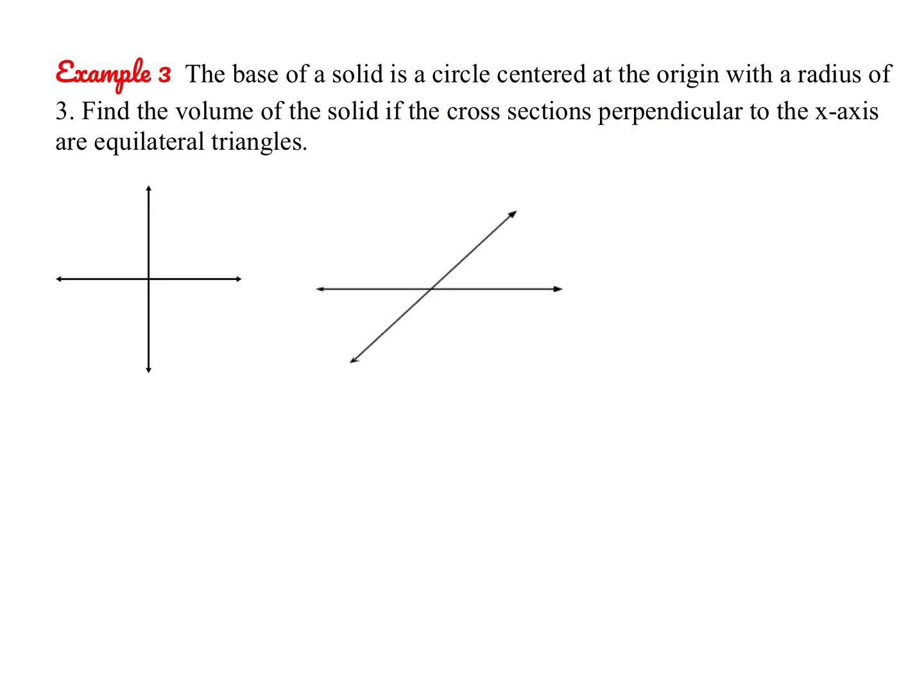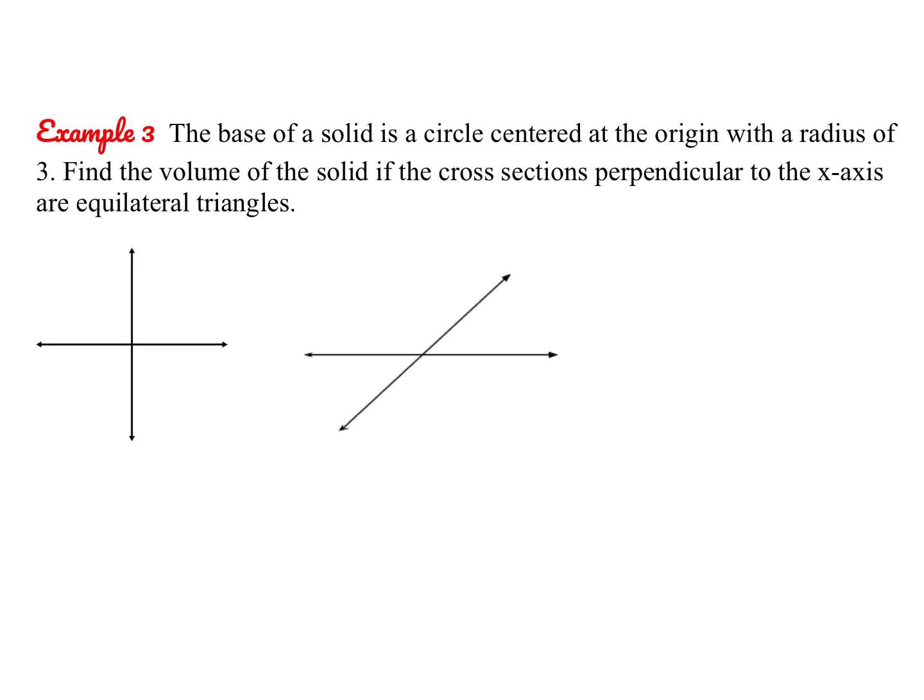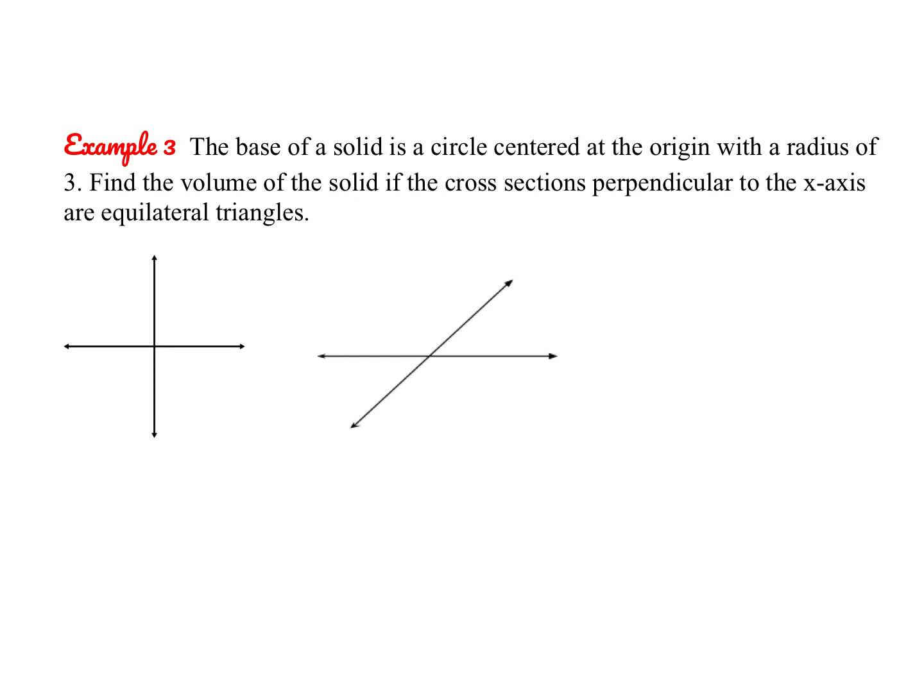All right, let's try one more together. So this one, the type of cross section makes it a little bit trickier, but we'll work through it. So it says the base of our solid is a circle centered at the origin with a radius of 3. So it might actually help to define that equation. We're also going to graph it. So if it's centered at the origin with a radius of 3, here's the equation.